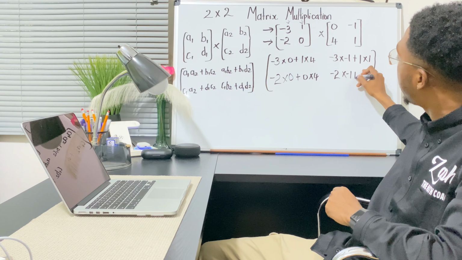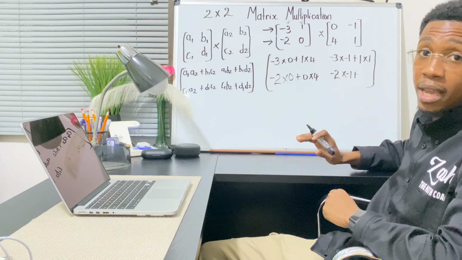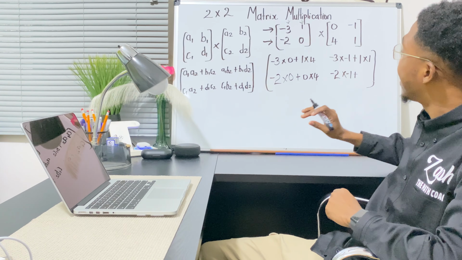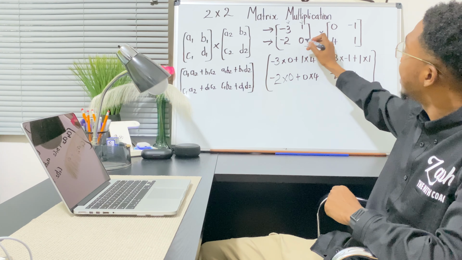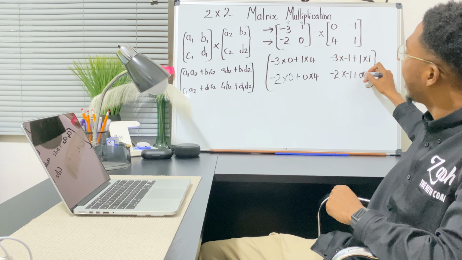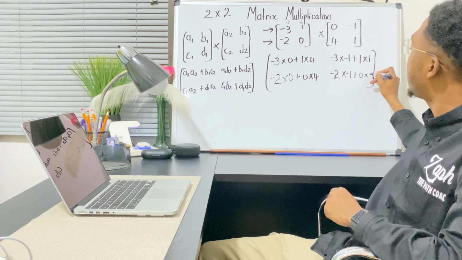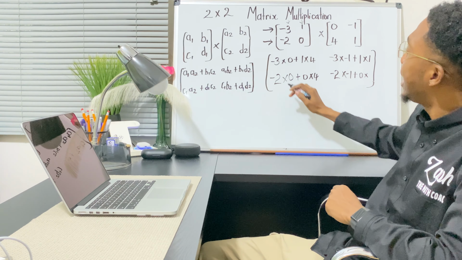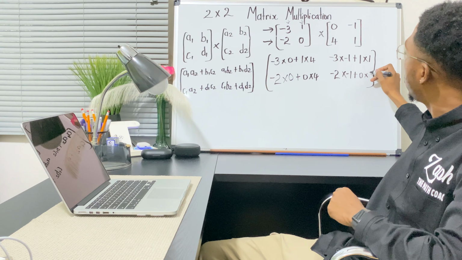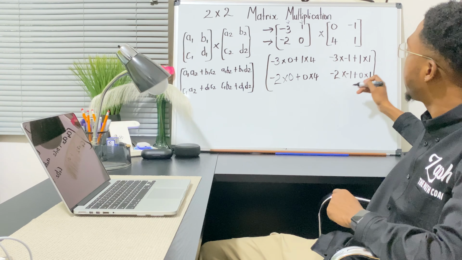Now we're going to put our plus. Stick with me, I got you. This is the last part of it now. This is the 0 right here. We're going to say the 0, which is indeed the 1 times, last but not least, it says D2, and D2 in this case is 1.